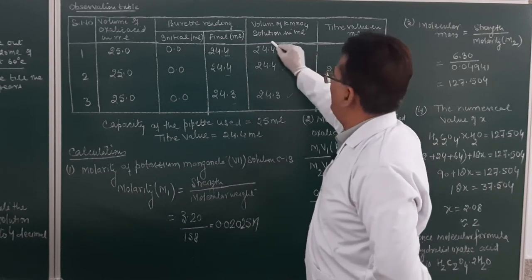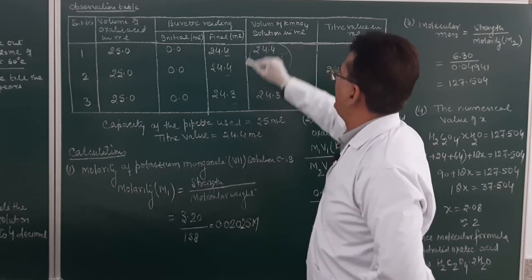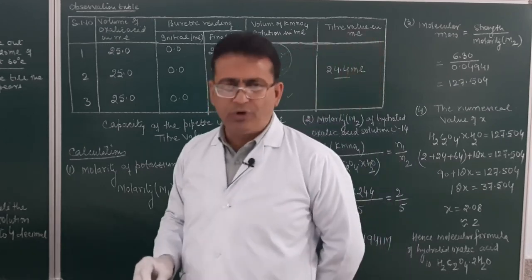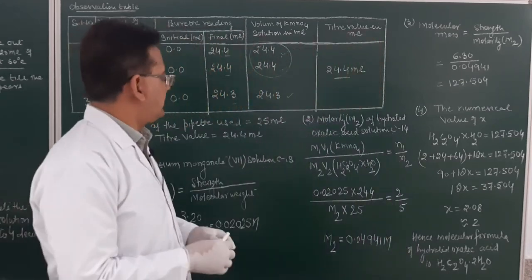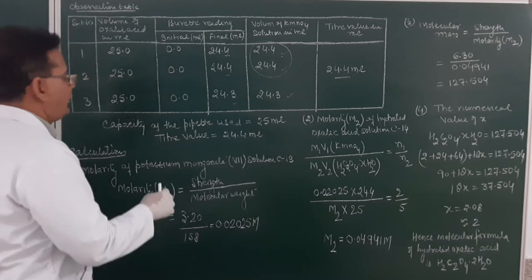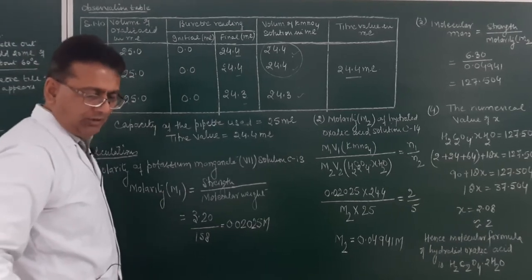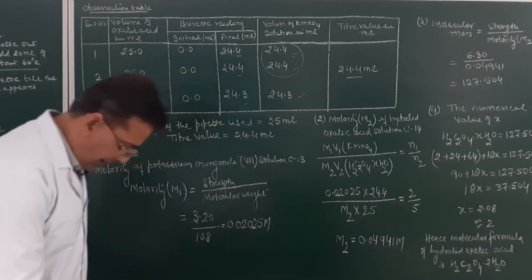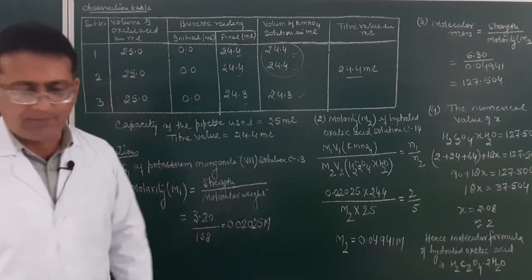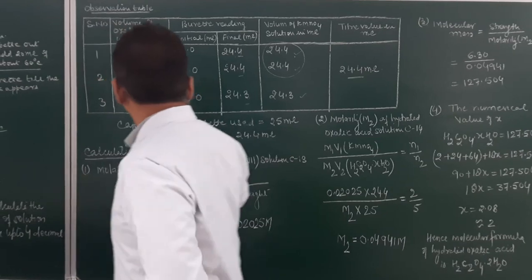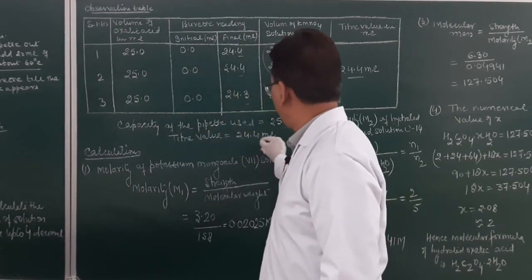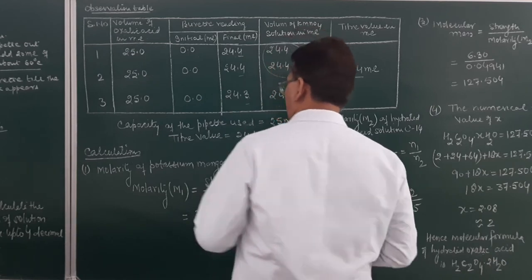Then what is the titer value? Which are the two common values over here? 24.4. So titer value in this case will be 24.4 milliliter. Am I clear, student? So what is the capacity of the pipette used? Capacity of the pipette used will be 25 ml over here. What is the titer value in this case? It again comes to be equal to 24.4 ml.